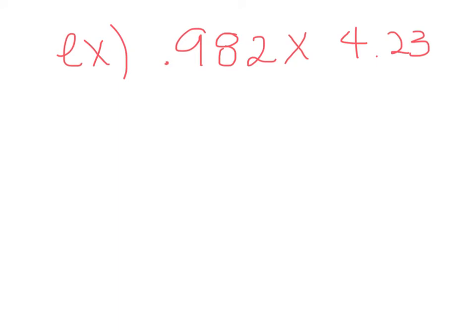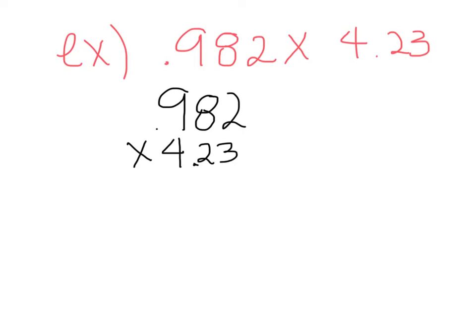Example 2. We have 982 thousandths times 4 and 23 hundredths. So I'm going to rewrite my problem. And I make sure to line up my last two numbers. 3 times 2 is 6. 3 times 8 is 24. Carry the 2. 3 times 9 is 27. Plus 2 is 29.